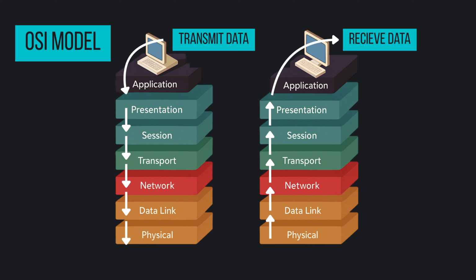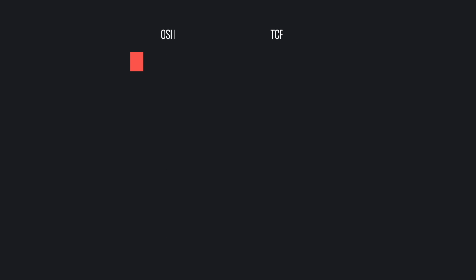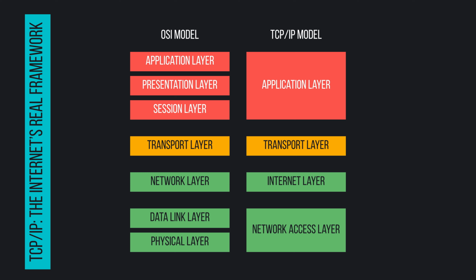The OSI model is brilliant for understanding network concepts, but there's a simpler, more practical model that actually runs the internet, the TCP/IP model. Let's see how these models compare and why TCP/IP became the dominant framework for real-world networking. While the OSI model is excellent for understanding networking concepts, the real internet runs on something simpler and more practical, the TCP/IP model. Think of OSI as the theoretical textbook and TCP/IP as the actual implementation guide.